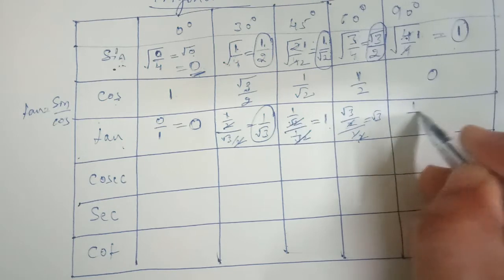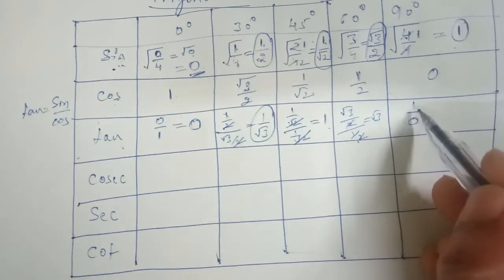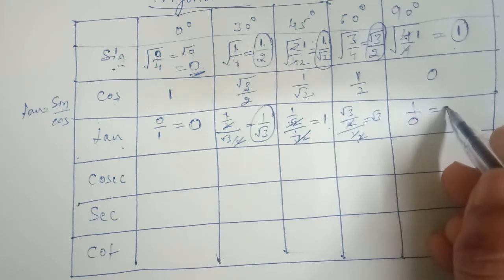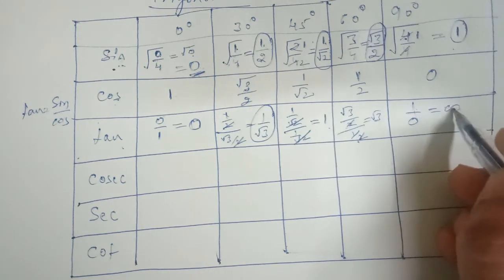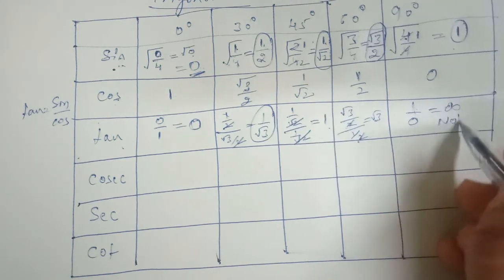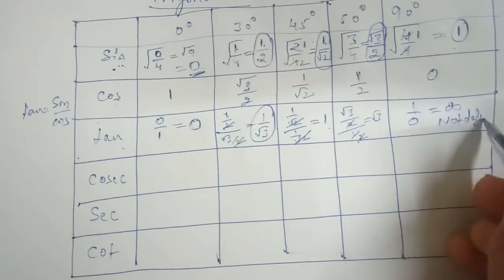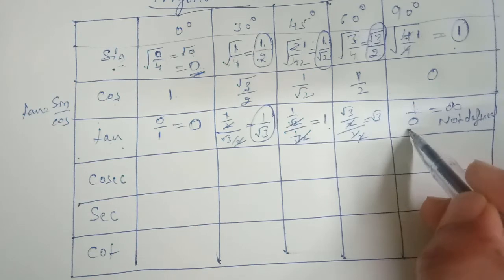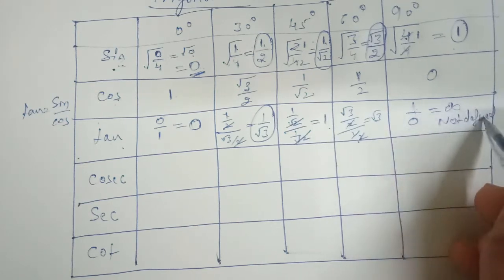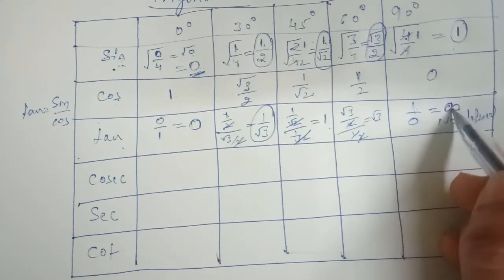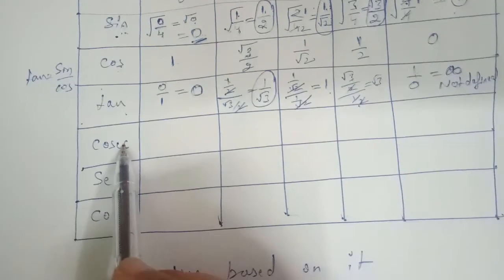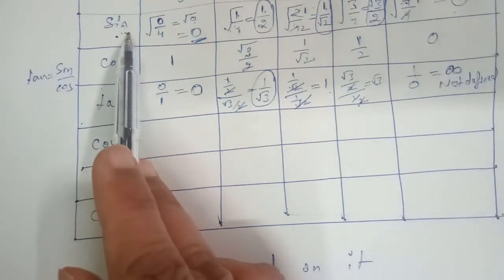Here we have 1 upon 0. Since we cannot divide any number by 0, here we get the value infinite. It is also called as not defined, because it is not possible to divide any number by 0. So this is called as not defined, and it is denoted by the symbol of infinity. Now for finding the value of cosec, sec, cot, we can use this value.